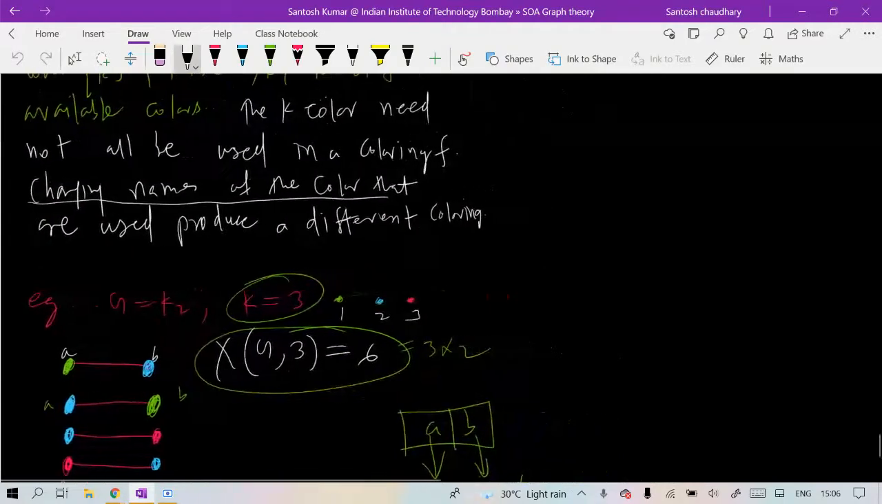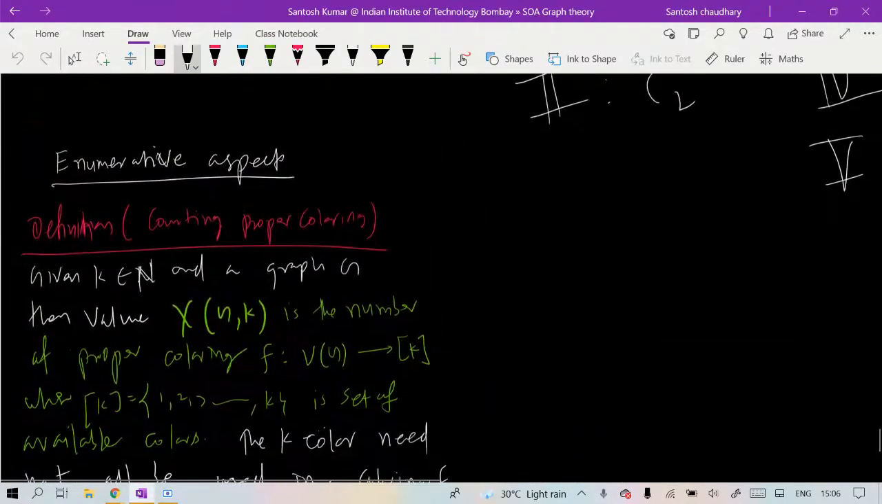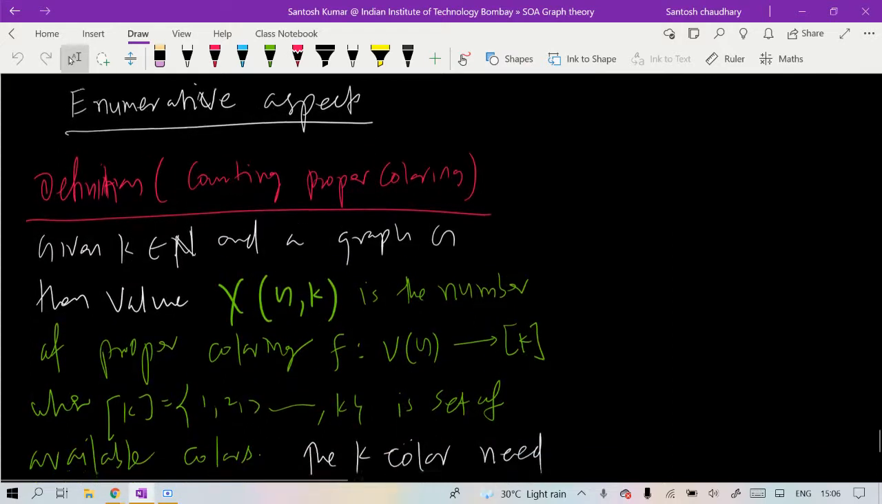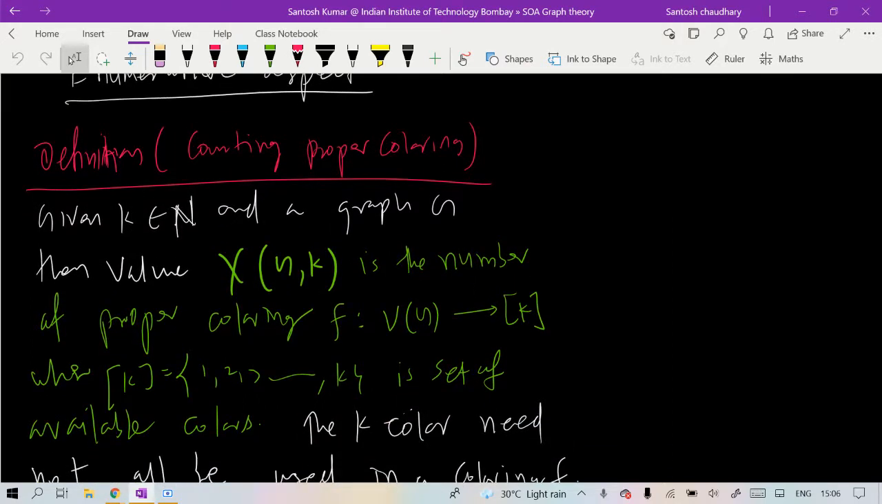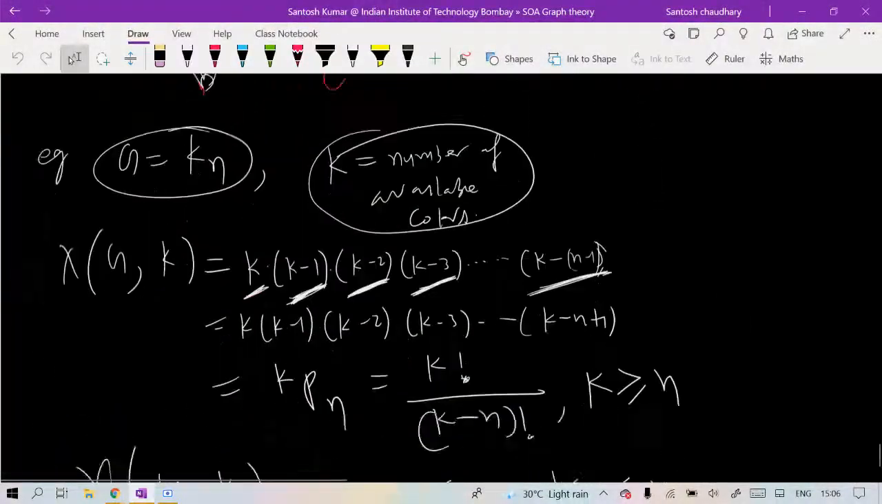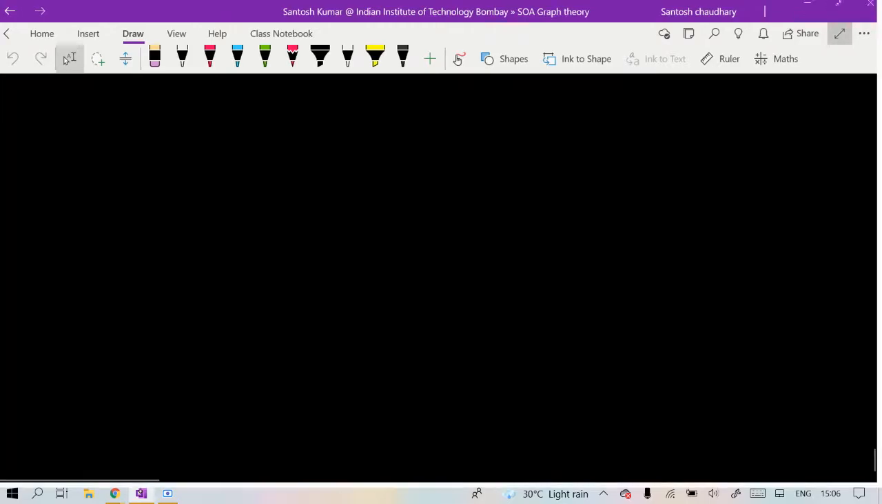Okay. In the last class, we started with the topic counting proper coloring. In that, we have a graph and we have given available colors. So we want to count how many different ways we can do proper coloring of a graph. So we started with this.